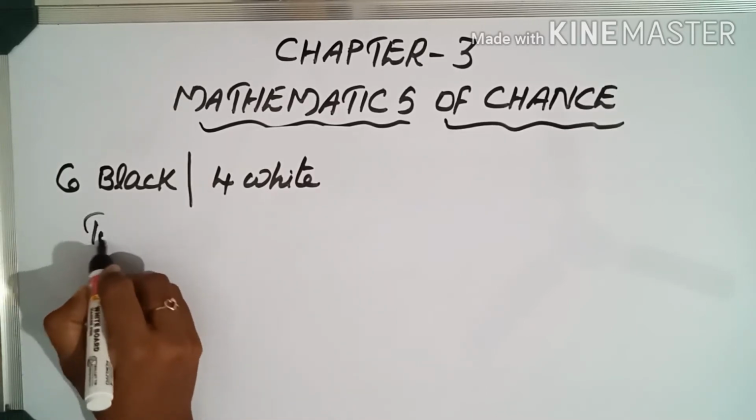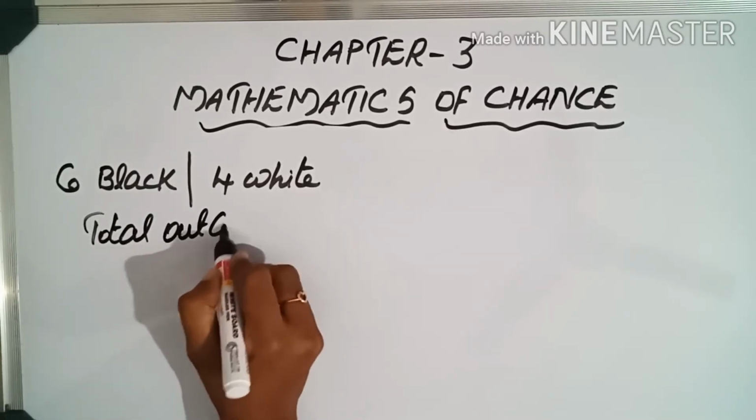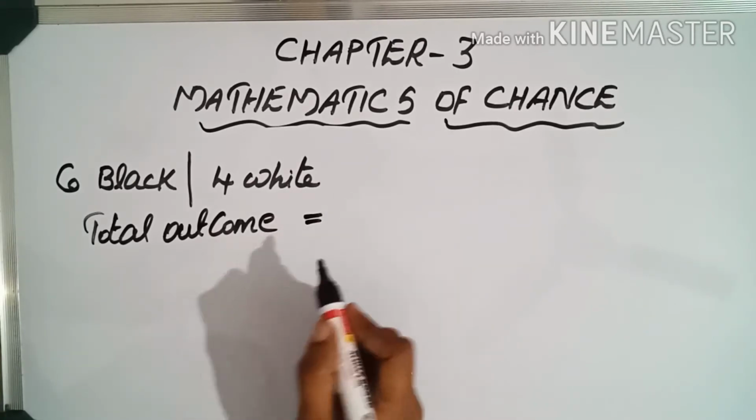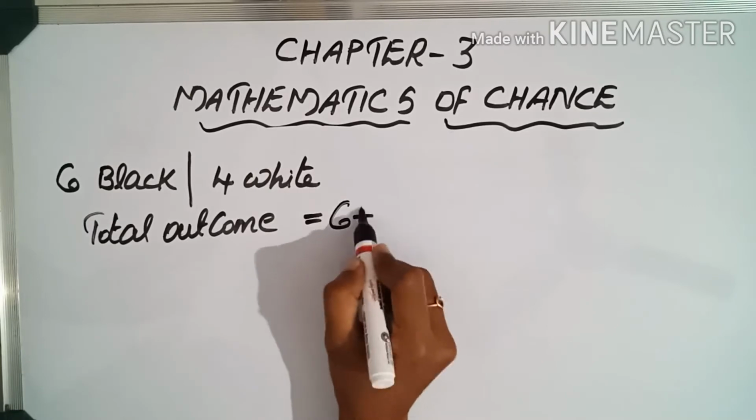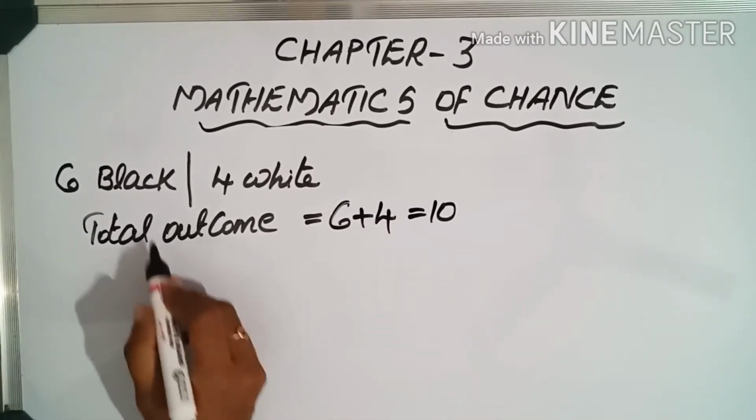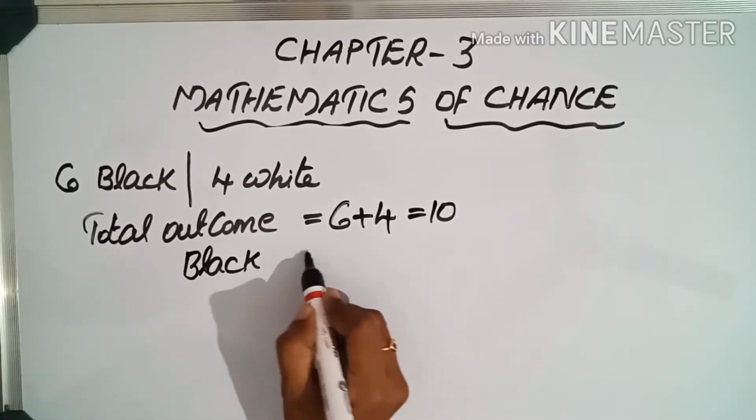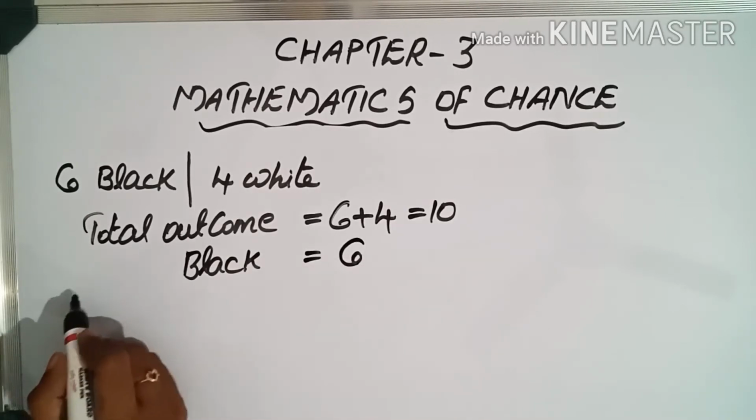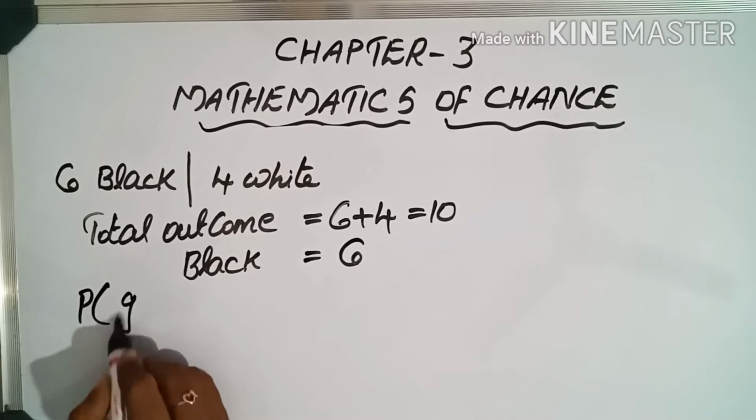So here, total outcome we need to write first. What is the total outcome here? Total outcome means total how many balls are in that box. Total 6 plus 4, 10 balls are there. Now, how many black balls are there? Black equal to 6.